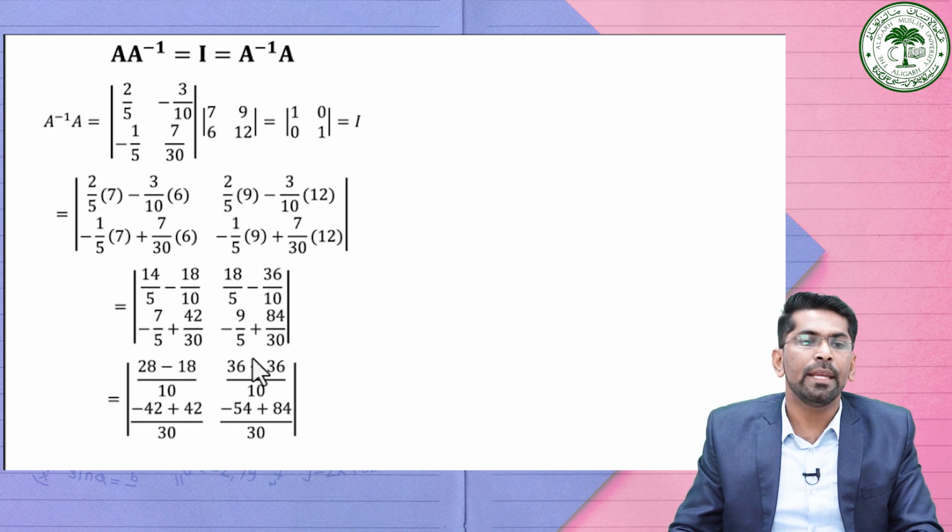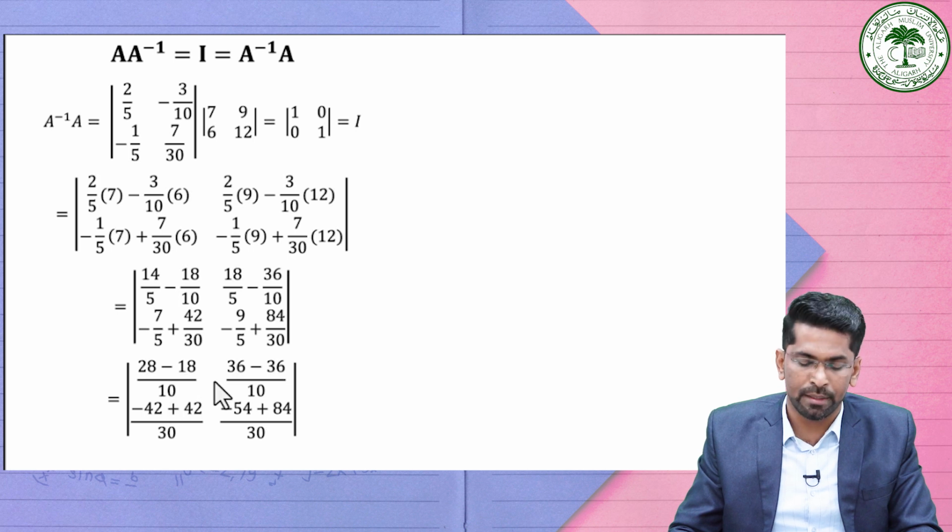If you take the common denominator and solve accordingly, it is equal to 1, 0, 0, 1, which is nothing but an identity matrix. So if you multiply the inverse with the original matrix, it will produce an identity matrix.